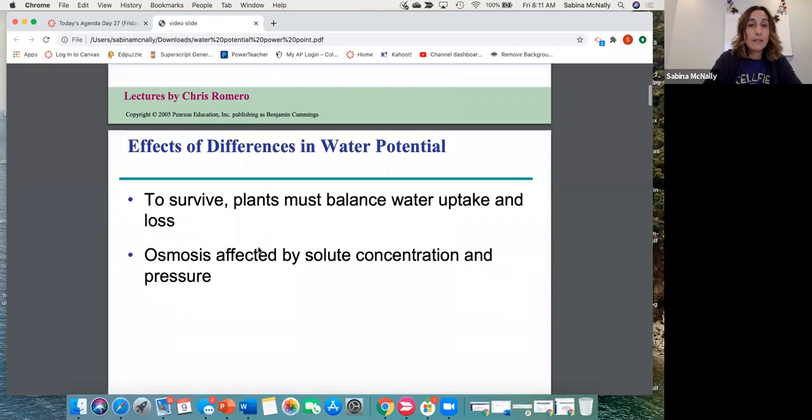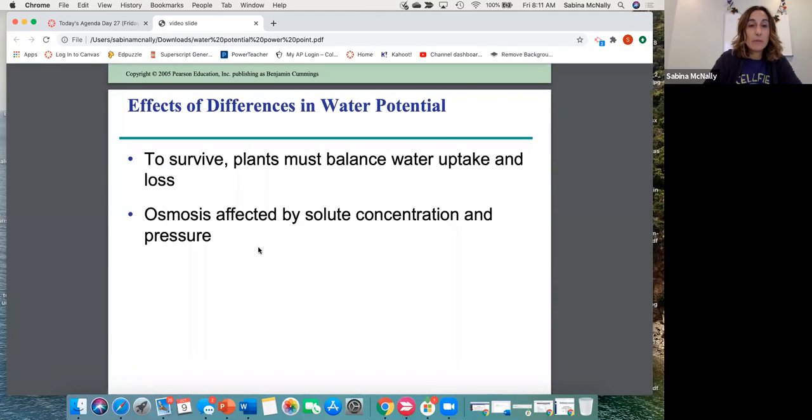So here we see the effects of differences in water potential. To survive, plants must balance water uptake and loss. And this is true for all of us, okay? But plants don't have kidneys, right? So water potential is driving the movement of water in a plant, and they have adaptations to help handle that. Osmosis, which is water diffusion through the selectively permeable membrane, is affected by solute concentration and pressure.